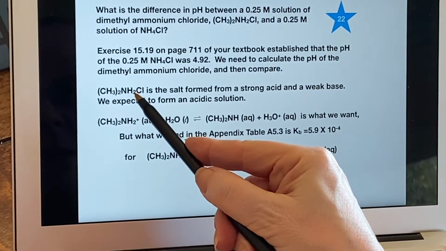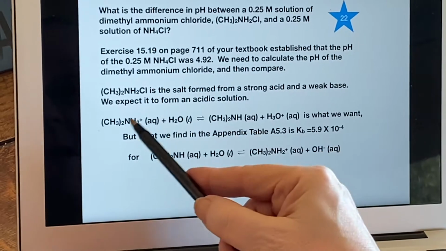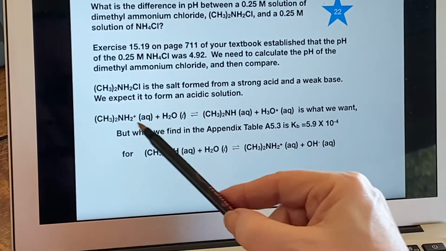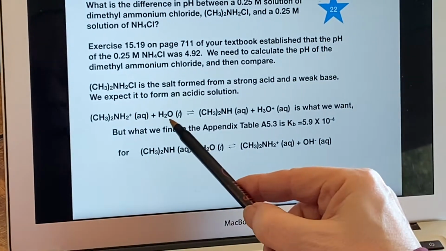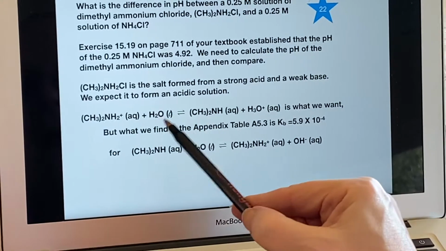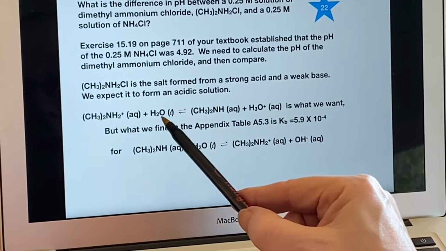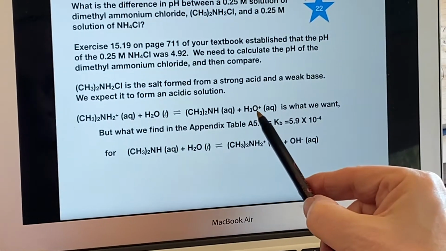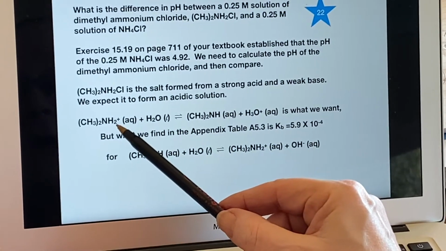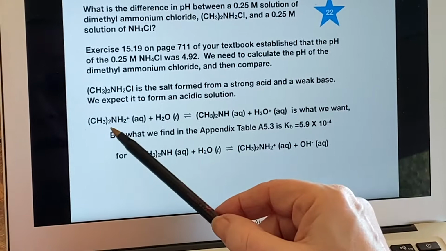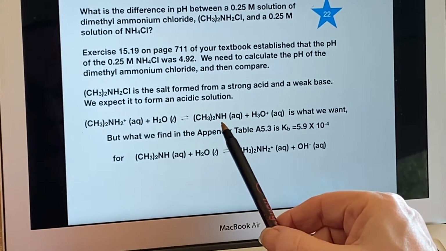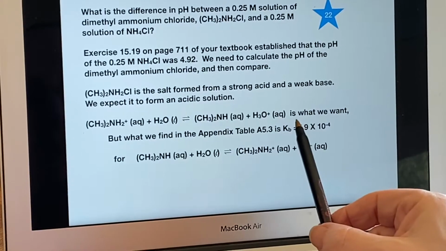This, remember, is a positive ion. So there it is as the positive ion, ignoring the chloride. Add water to it. The water is forced to act as a base and becomes a conjugate acid over here. This is donating an H+, so it's acting as an acid here, and here's its conjugate base. This is what we want.